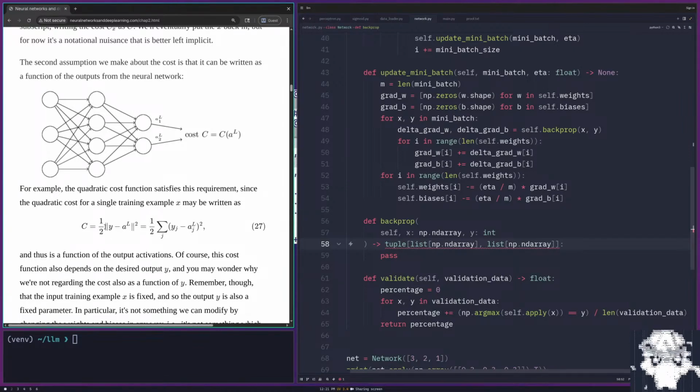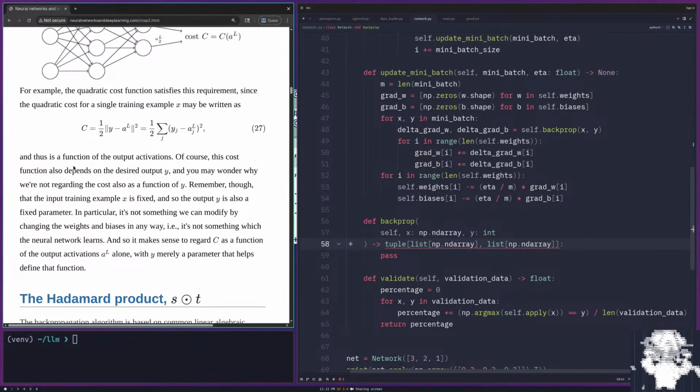Because the definition of distance is you sum the squares of the components and then you take a square root. So if you're taking the square of the distance, then you're just summing the squares of the components. And thus C is a function of the output activations.